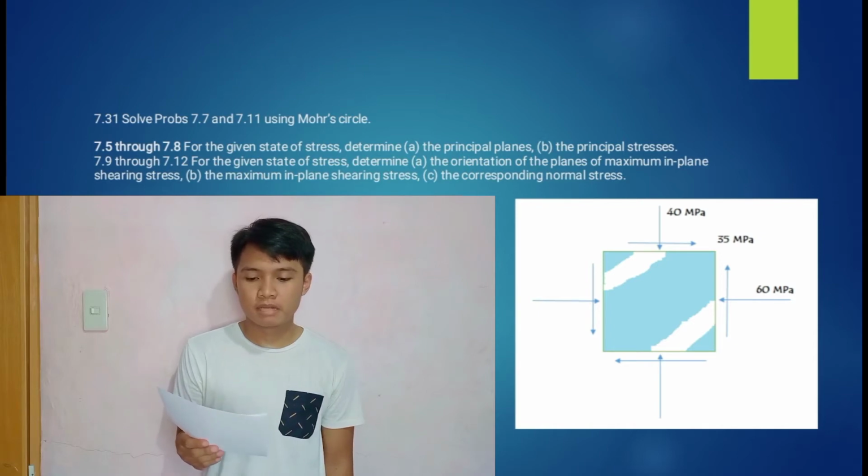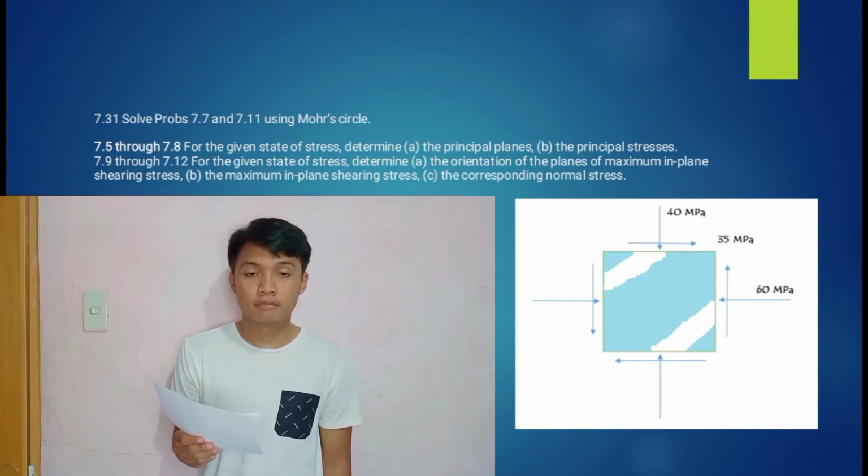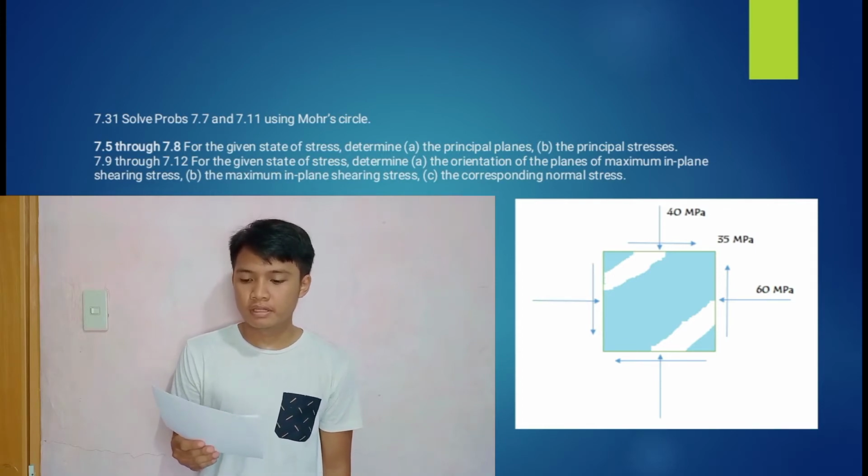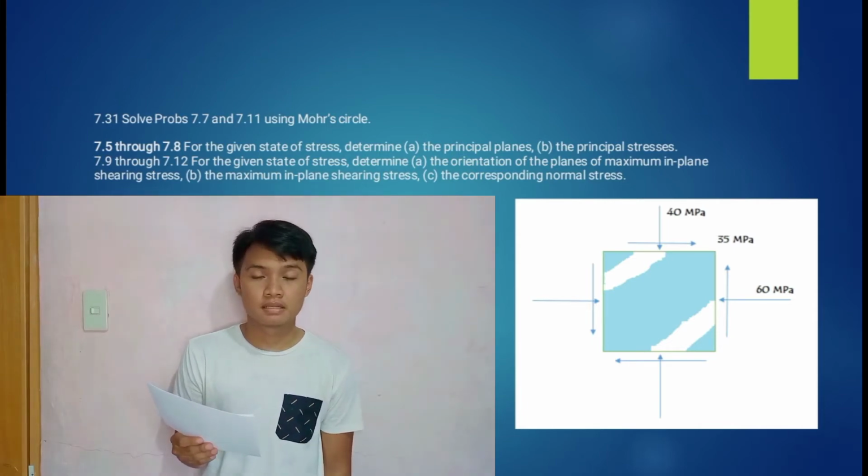So our problem is to solve problems 7.7 and 7.11 using Mohr's circle. Since problem 7.7 is in line with 7.5 to 7.8, the problem for 7.7 is: for the given state of stress, determine the principal planes and the principal stresses.